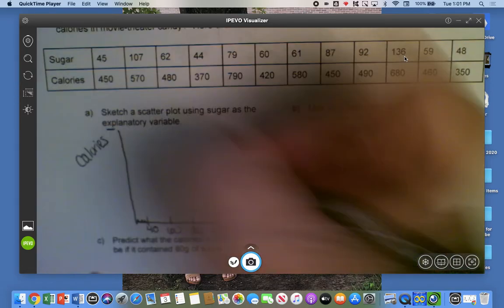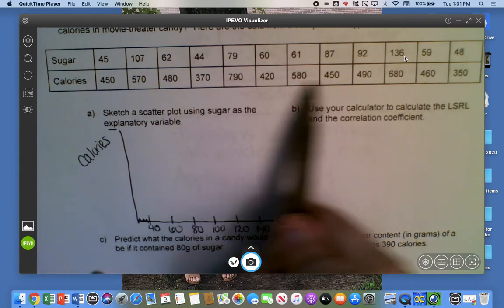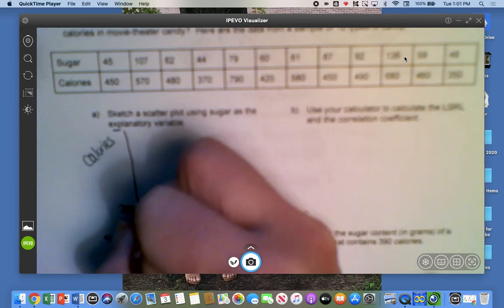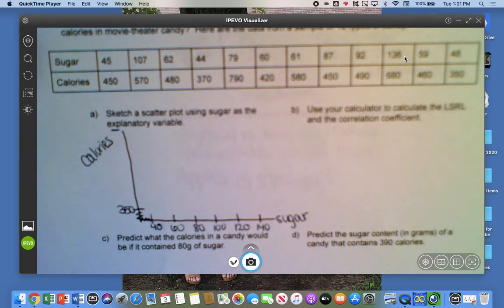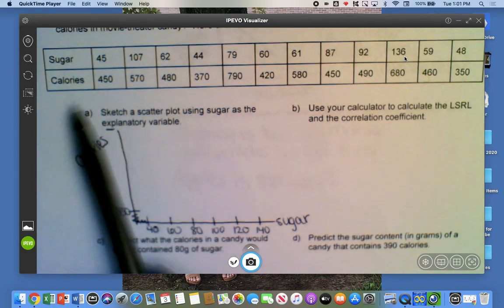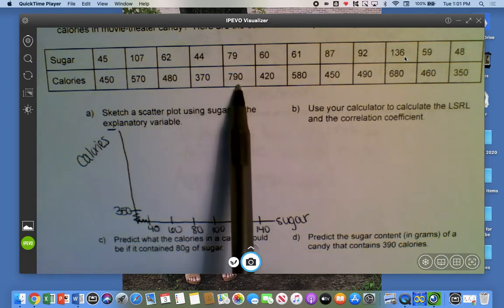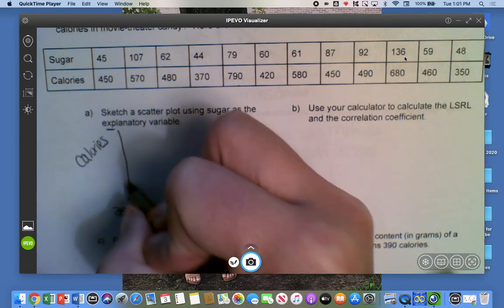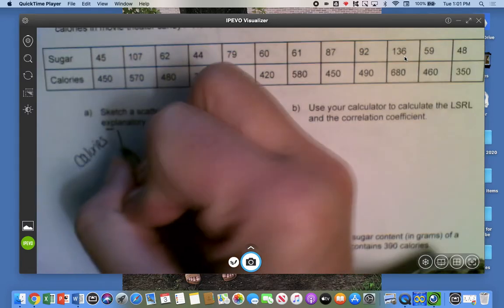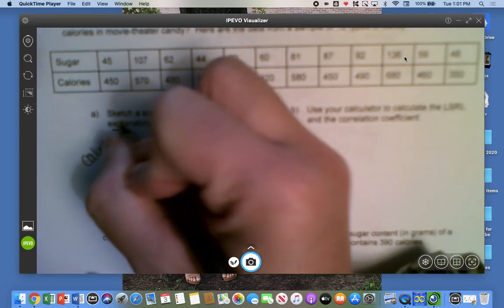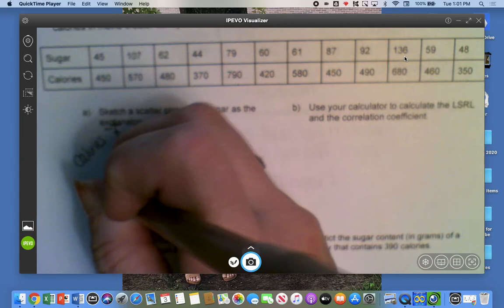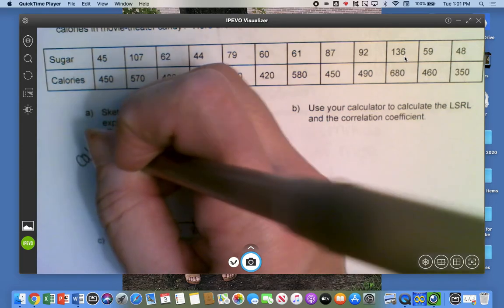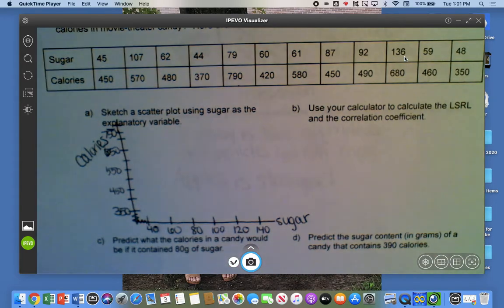Up here we're going to have our calories. What's our lowest amount of calories? 350. You see how I made my little squigglies? Now what's our highest amount? I have to make sure I have enough room. 790? All right, so 354, 455, 556, 657, 758. I kind of went off.